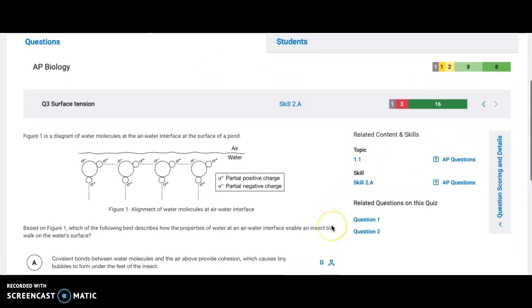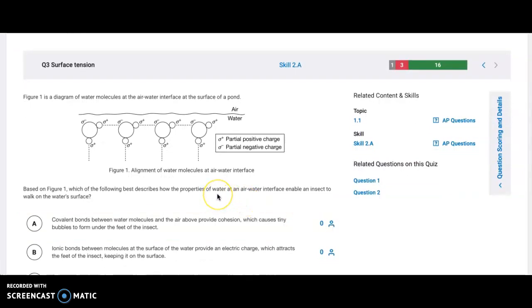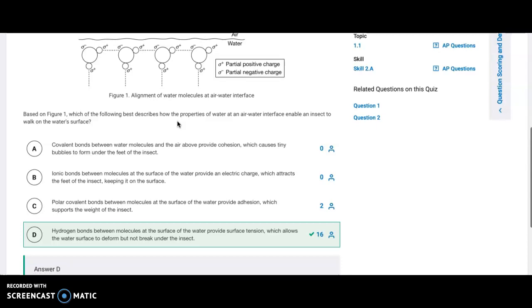And then the last one was about surface tension. Which of the following best describes how the properties of water at an air-water interface enable an insect to walk on the surface of the water? We will see that the water is going to set up with its partial positive and partial negative charges. You should be able to look at water molecules shown in different orientations with the positive and negative charges demonstrated. The correct answer here, again, most of you selected: hydrogen bonding between water molecules at the surface provides surface tension.